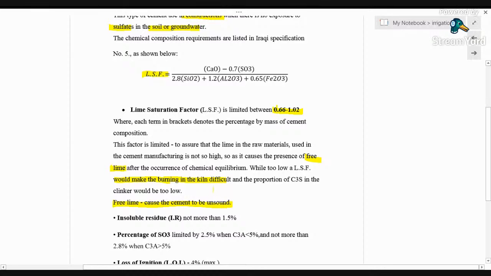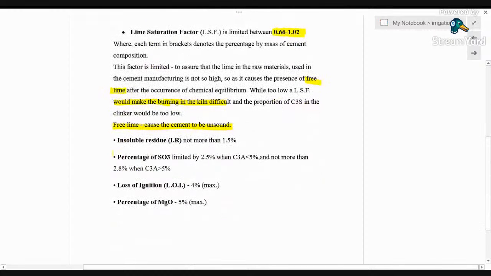So the lime saturation factor should always be not too low and not too high. Generally it must be within this range, 0.66 to 1.02. This PDF I will share with you. Then the insoluble residue should not be more than 1.5%.